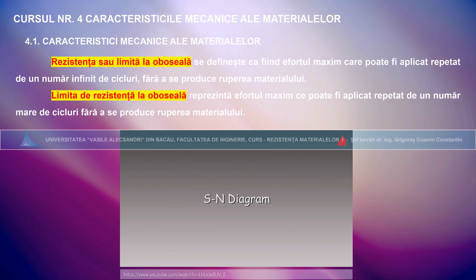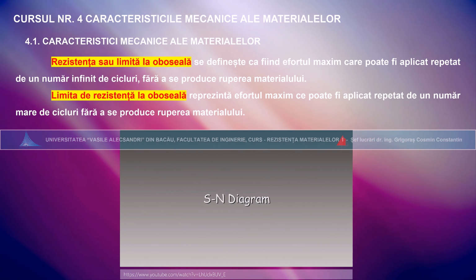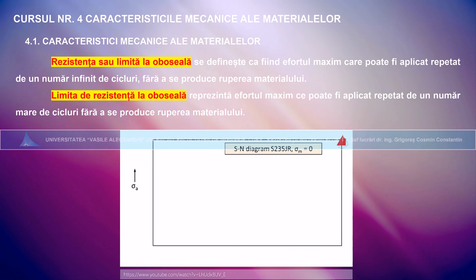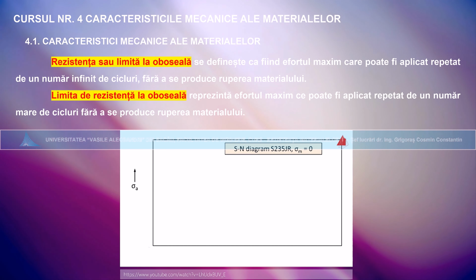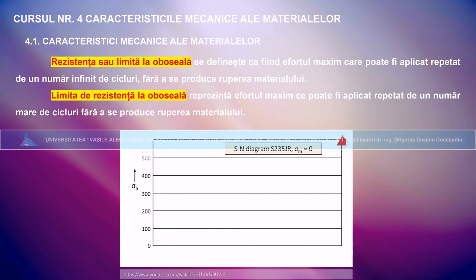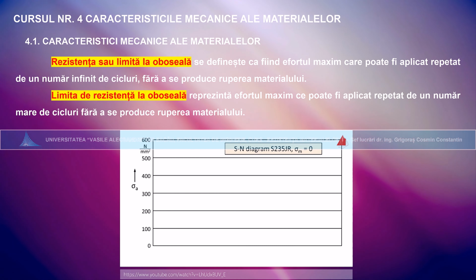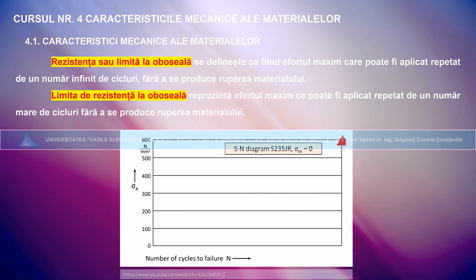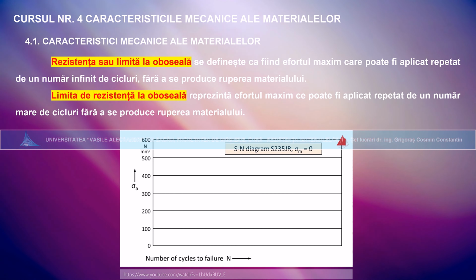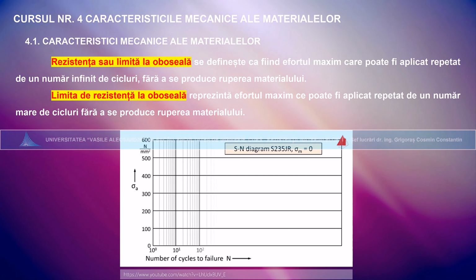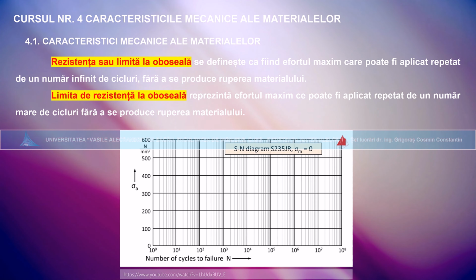For graphical representation, the SN diagram is used, also termed Wöhler diagram. In an unusual manner, the predetermined variable is plotted upwards on the y-axis. It is the stress amplitude sigma a. And the result of the test, the number of cycles to failure n, is plotted to the right on the x-axis. To fit small and large numbers into the diagram, the x-axis is not scaled linearly, but logarithmically.